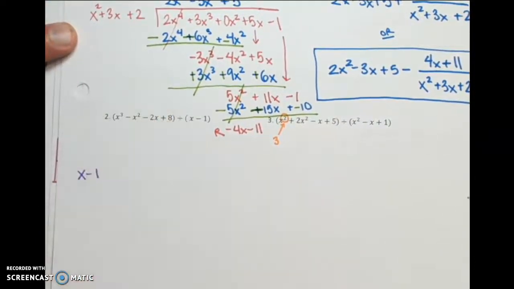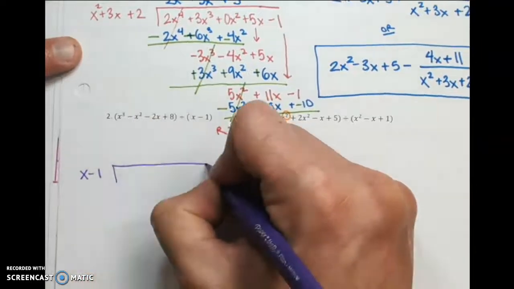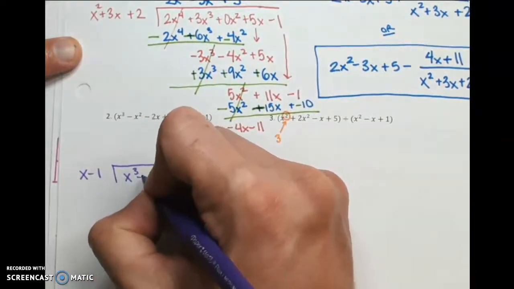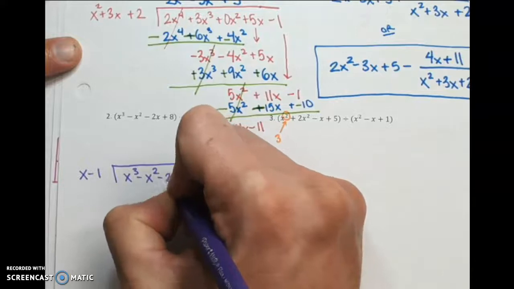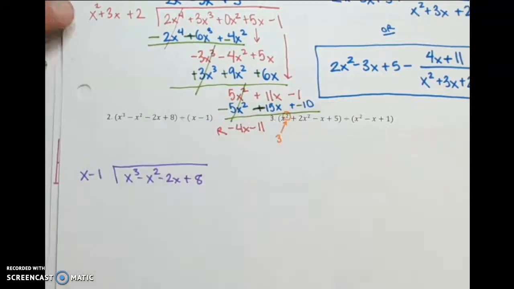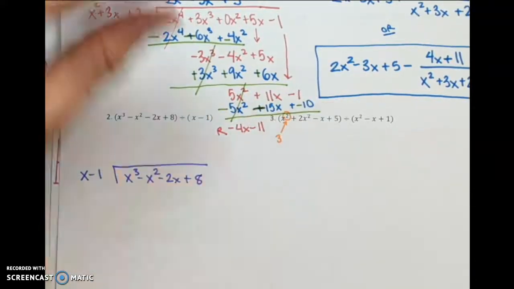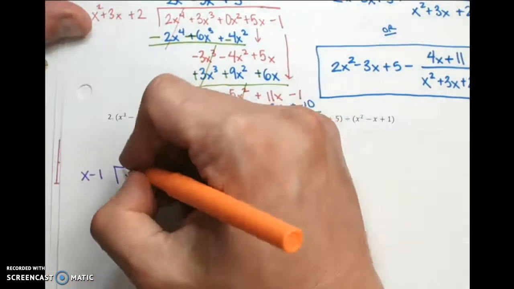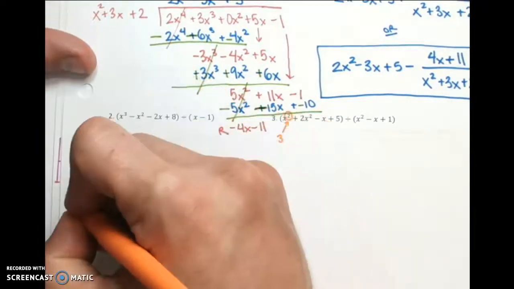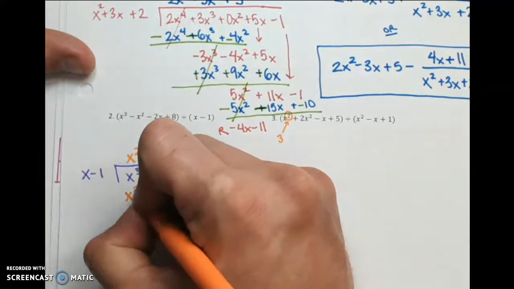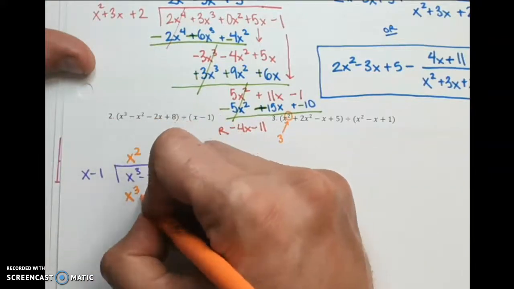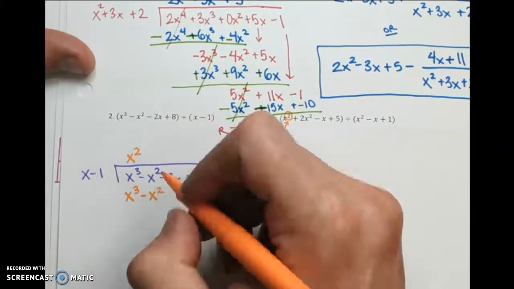X minus 1 is going to come out in front. Division bar. X cubed minus x squared minus 2x plus 8. I want to match that first term, so I'm going to multiply by x squared. X squared times x is x cubed. X squared times negative 1 is negative x squared.